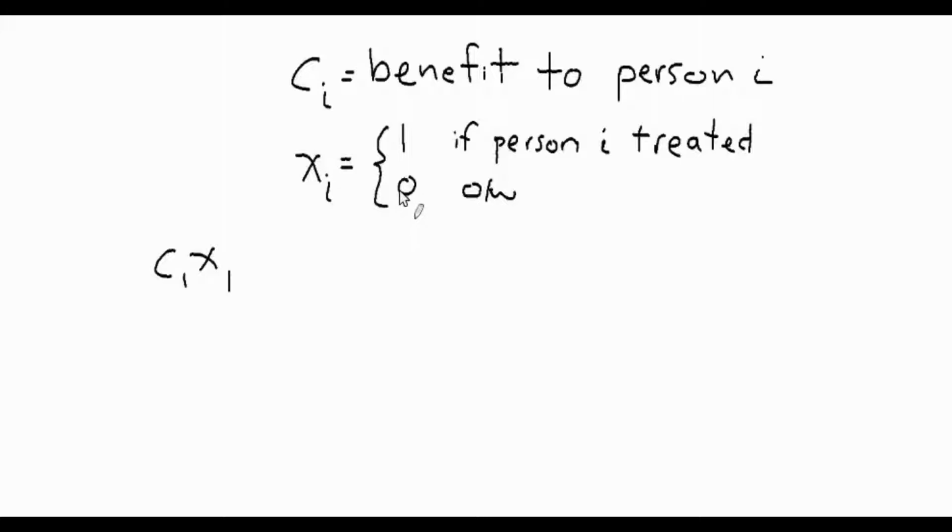That's x sub 1 would be 0, so x sub 1 equals 0 times c sub 1 would be 0. But if the person 1 is treated, then the benefit to that person is c sub 1. Okay, makes sense. And that's true all the way up to the nth person, c sub n x sub n. The problem is we don't know what to maximize. All of these are independent utilities, one for each person.